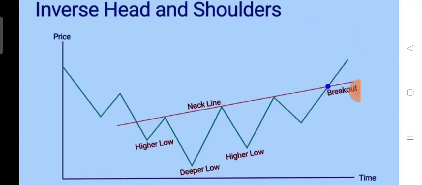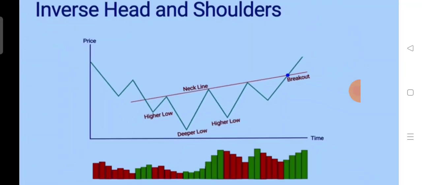Once the neckline is again breached, in the case of an inverse head and shoulder, if the volumes on the up moves are higher and during the down moves it is lower, then we can be assured that the probability of success of this pattern is quite high. And again, if the neckline of an inverse head and shoulder is slanting upward, the probability of success becomes higher compared to a horizontal or a negatively slanting neckline.